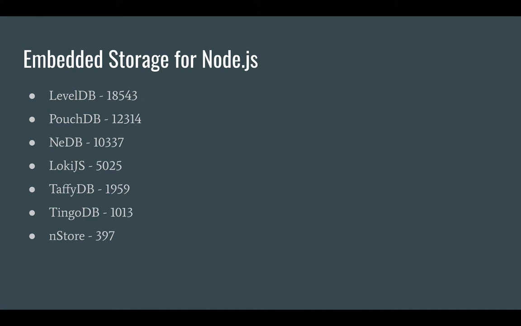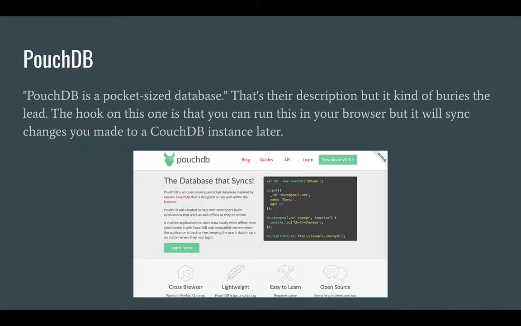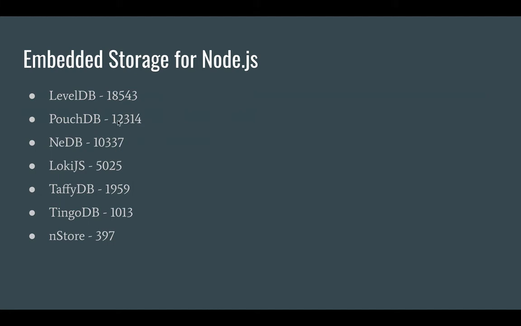The next one down is PouchDB, and it's another unusual choice. They describe it as a pocket-sized database, but that's kind of a weird choice. The real hook is that if you run CouchDB in the background, as your database in the back of the house, the stuff that you do with PouchDB on the front end will then sync to the CouchDB in the background. So that's different. And if you didn't mind running CouchDB as your database, that is a possible choice. And I'm sure that accounts for it being number 2.